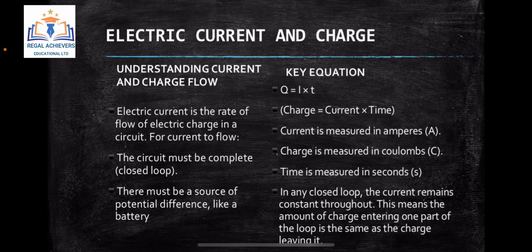And there's a key equation you need to take note of when you're talking about electric current. We have Q equals IT. The Q there represents charge, the I there represents current, and the T there represents time. And you need to also identify them based on their unit. The unit for current is amperes, the unit for charge is coulombs, and the unit for time is seconds. In any closed loop, the current remains constant throughout. This means the amount of charge entering one part of the loop is the same as the charge leaving it.